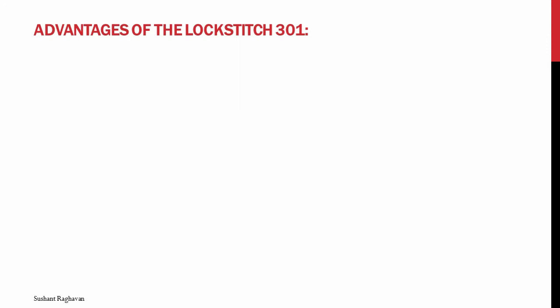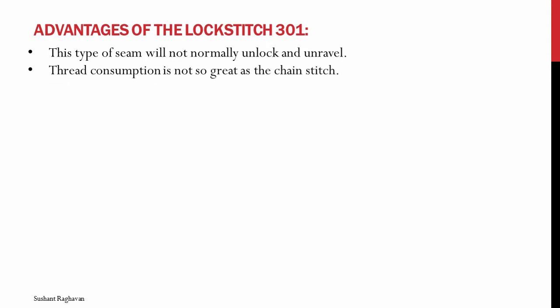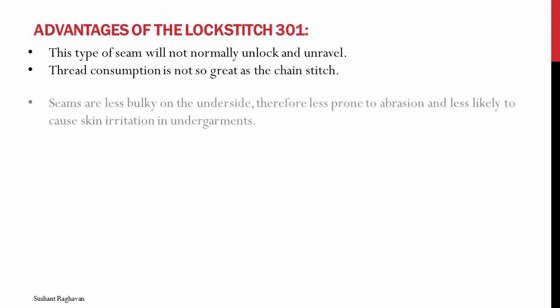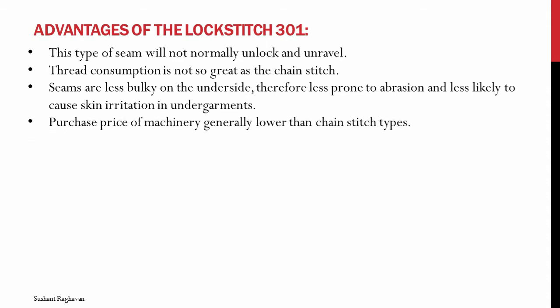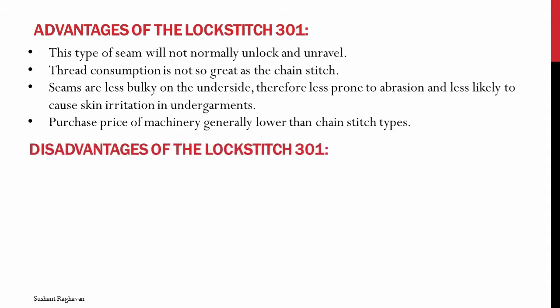Advantages of lock stitch 301. This type of seam will not normally unlock and unravel. Thread consumption is not so great as the chain stitch. Seams are less bulky on the underside, therefore less prone to abrasion and less likely to cause skin irritation in undergarments. The purchase price of machinery is generally lower than chain stitch types.